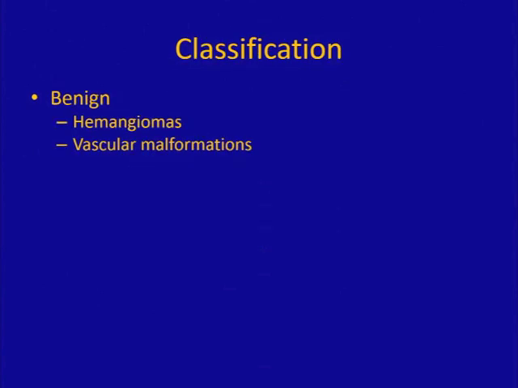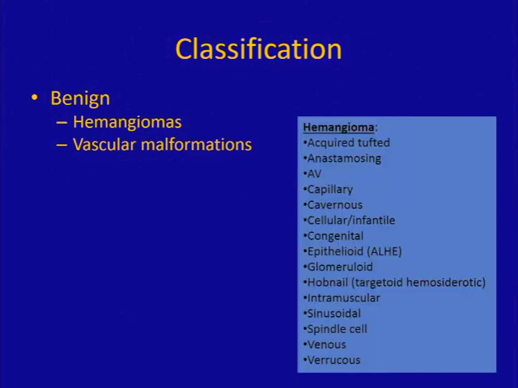So the basic classification is that benign vascular lesions fall into two categories: hemangiomas, which are actually proliferations of endothelial cells, and then vascular malformations, which are usually congenital lesions that are due to abnormal formation of vessels during embryogenesis. And we're not going to talk too much about these because I think that they're not quite as controversial as some of the other things. And then there are a wide variety of different hemangiomas and malformations that you probably are all somewhat familiar with.